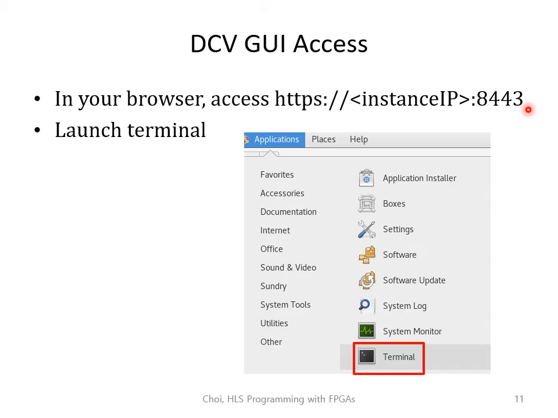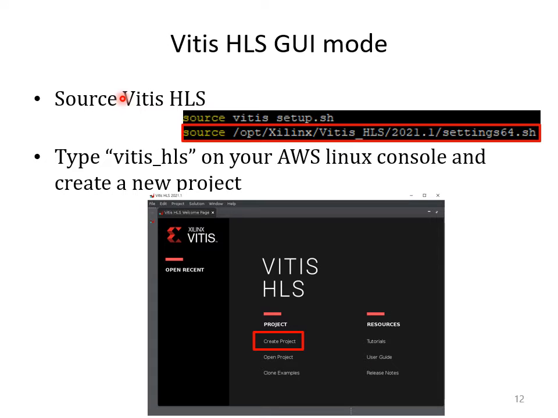After you gain access, please go to the application and launch terminal. The terminal screen should be almost the same as your SSH console. In your terminal, please source the necessary files as usual, and then you should source the setting file for the Vitis HLS. And now you're ready to use the Vitis HLS GUI mode. Please type vitis_hls, and it'll bring up a GUI screen for your Vitis HLS. Then please press the Create Project button.